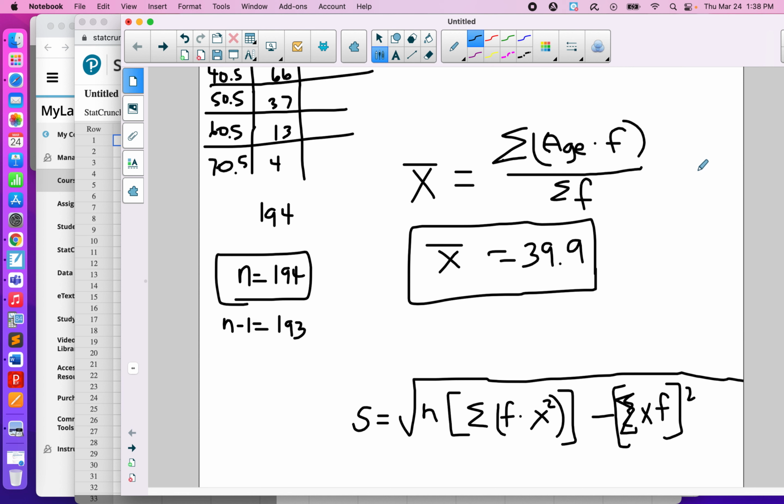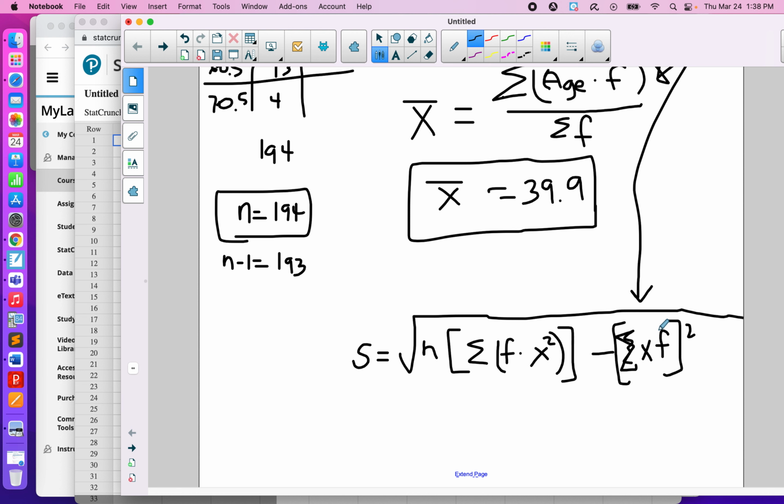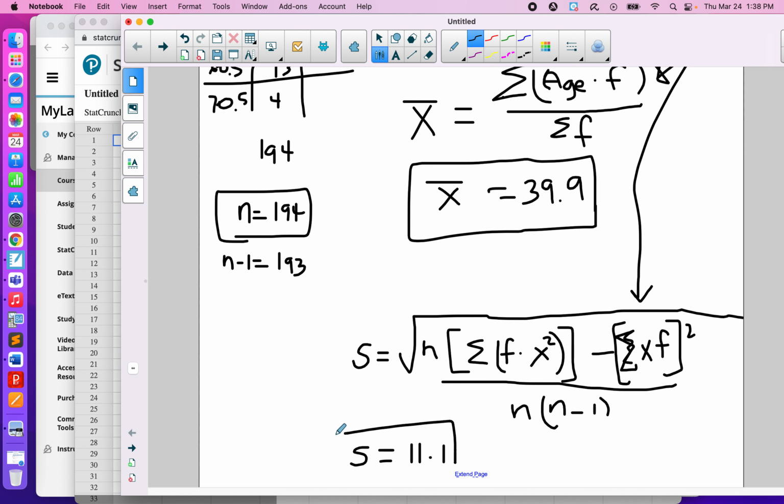Let me go back up here. The number that you got right up here is the same number that goes right there that you square. Same number. And then on the bottom, you've got n times n minus 1. This is the formula that this book says is the easiest. There's another one and it's uglier than this, so we'll just go with this one. When we plug all that in, we find that the standard deviation is 11.1. I hope that you got that for your standard deviation.